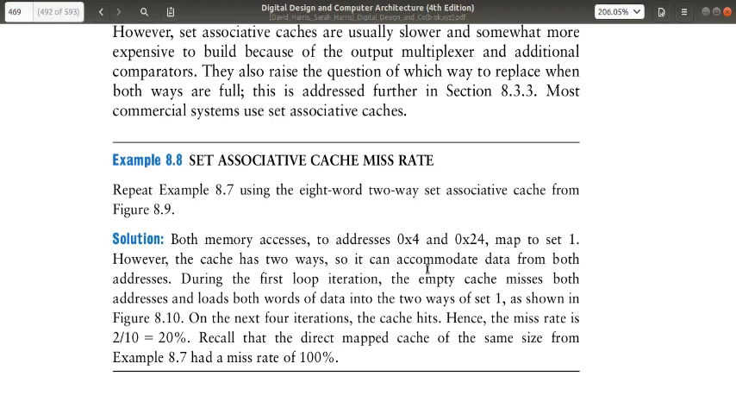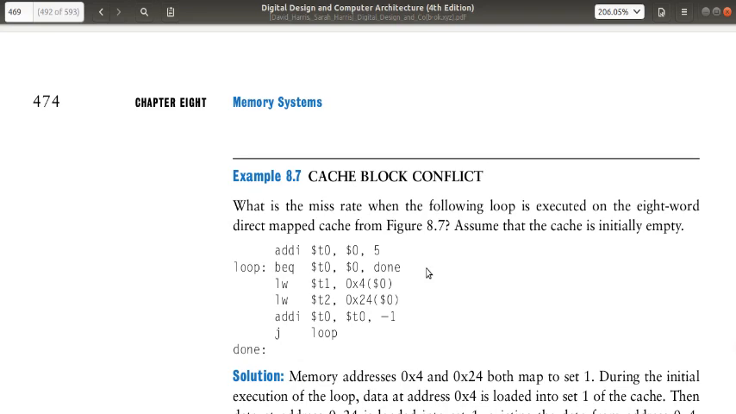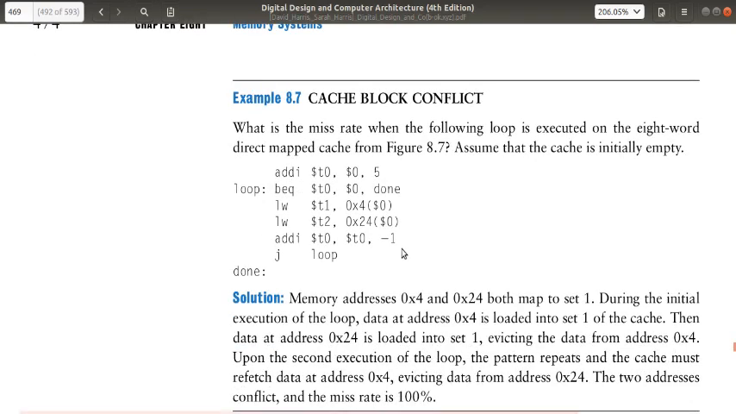Repeat example 8.7 using the 8-word two-way set associative cache from figure 8.9, right? This was problem 8.7. Here we had two memory locations which had the same set bits, and therefore they were copied into the same set. As a result of this being a direct mapping, there was a constant conflict and the miss rate was 100%. Now let's see how the same problem will be solved using the two-way set associative mapping.